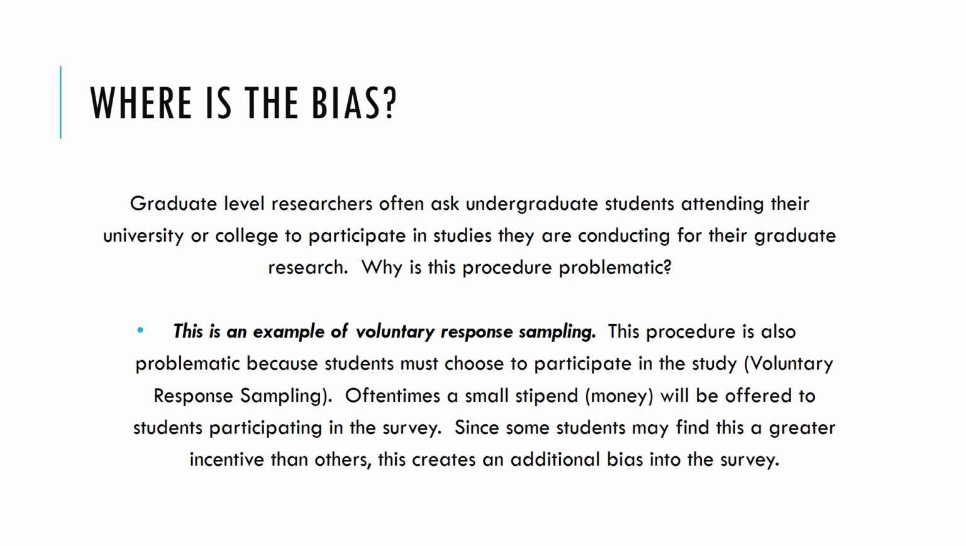This is also an example of voluntary response sampling. This procedure is also problematic because students must choose to participate in the study, which is voluntary response sampling. Oftentimes, a small stipend, which is money, will be offered to students participating in the survey. Since some students may find this a greater incentive than others, this creates additional bias in the survey.